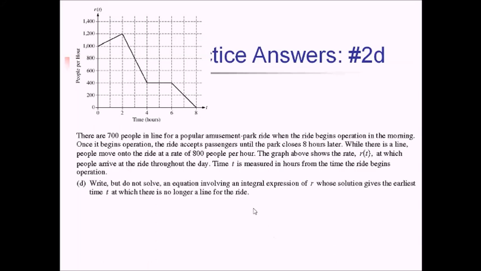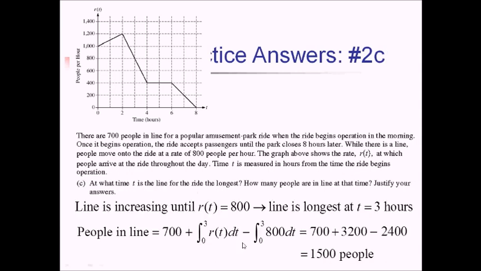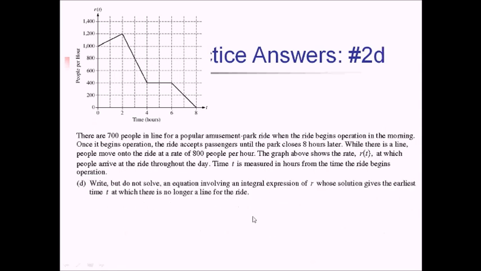For this last piece of the problem, they want us to write but not solve an equation with an integral expression of r whose solution tells us the time when there's no longer a line for the ride. So we already figured out a way of figuring out how many people are in the line at any given time in part C. So we essentially have to take our work from part C, this 700 plus integral of r minus integral of 800, take all of that and pretty much set it equal to 0. We just have to be careful what we do with the variables.